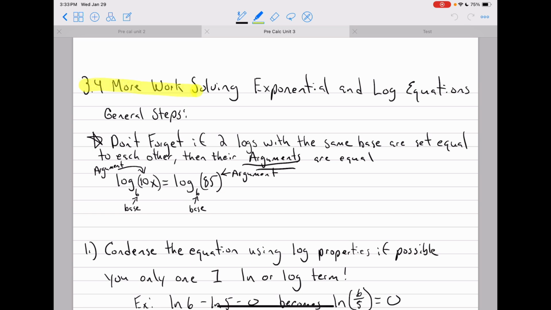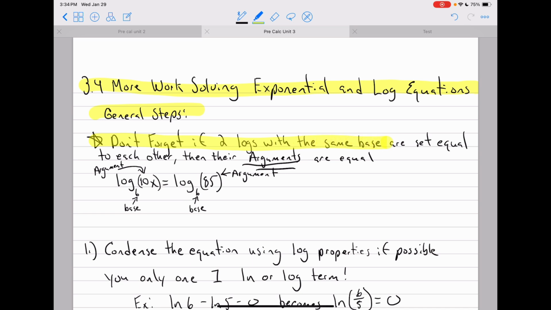Anyway, 3.4, more work on solving exponential and log equations, all right? So I'm giving y'all some steps, some general steps. We're about to kill this. We're going to do much better on this next test. It's not tomorrow, but we're going to do much better on this next test than the last couple. So first off, our general steps.